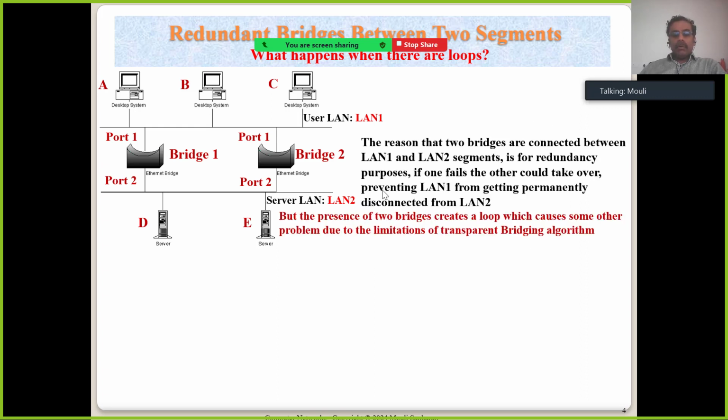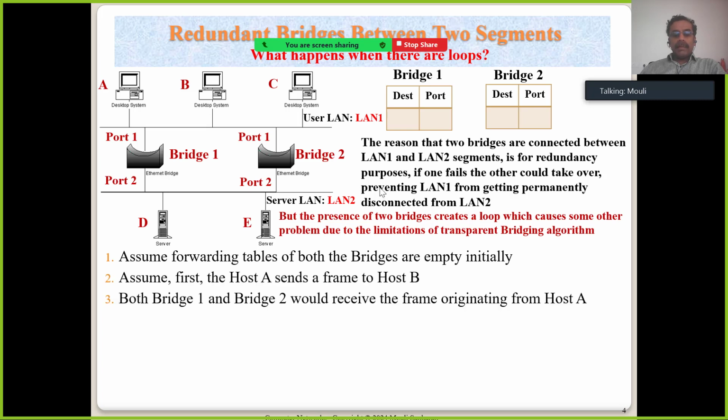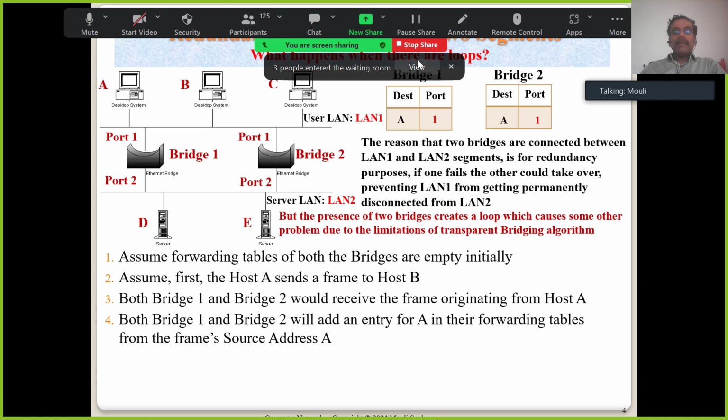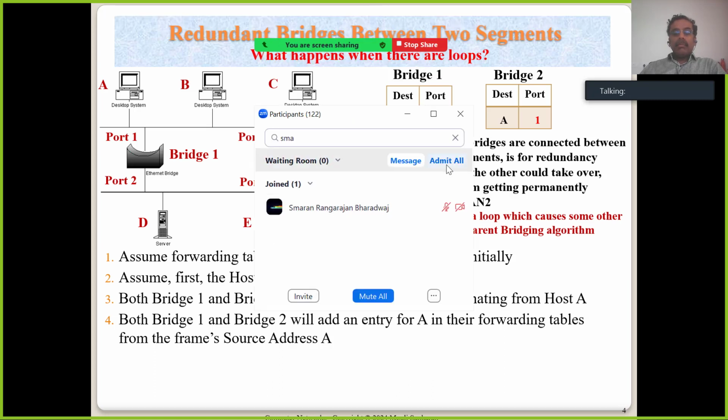Okay, what happens when there are loops? Now someone asked me, I think Smaran, that when B is replying, why can't we understand that B is on this side, A is on this side, or why can't the loops be removed? No, there's a looping of things.